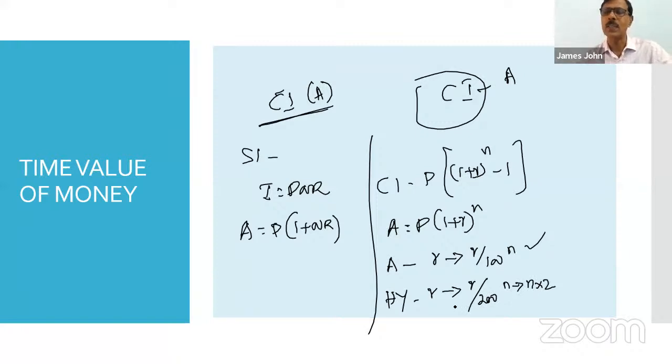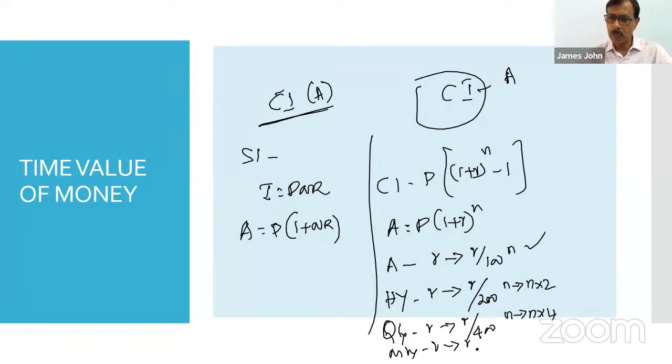That means if the rate of interest is 10%, for putting in this formula, if the compounding is half yearly, you have to divide 10 by 200. So that means 10 by 200, 0.05. So R takes the value 0.05. And if the number of years is 5, it becomes 5 into 2, 10. Similarly, if the compounding is quarterly, then R takes the value rate of interest by 400 and N takes the value number of years into 4. Next is monthly. If it is monthly, R takes the value rate by 1200 and N takes the value number of years into 12. This is the basic point you should remember.